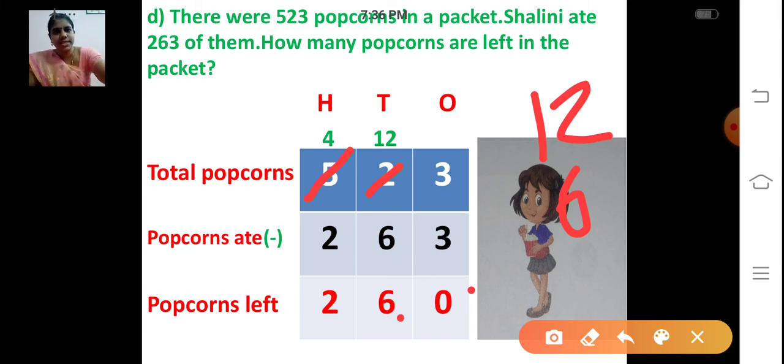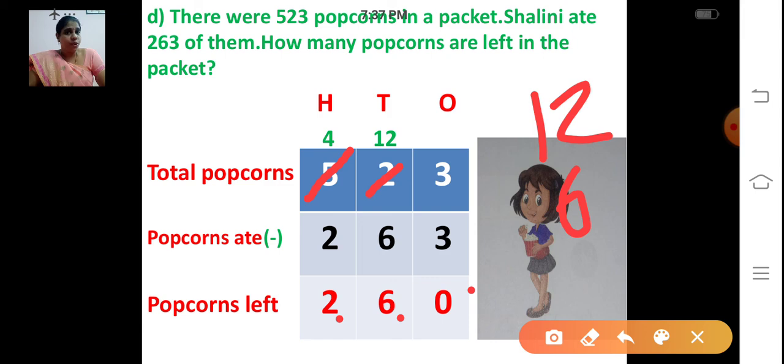Write it down: 6. Let's subtract the hundreds place. 400 minus 200. 4 minus 2. After 2: 3, 4. So 400 minus 200 is 200. So how many popcorns are left now? 260 popcorns are left in the packet now.